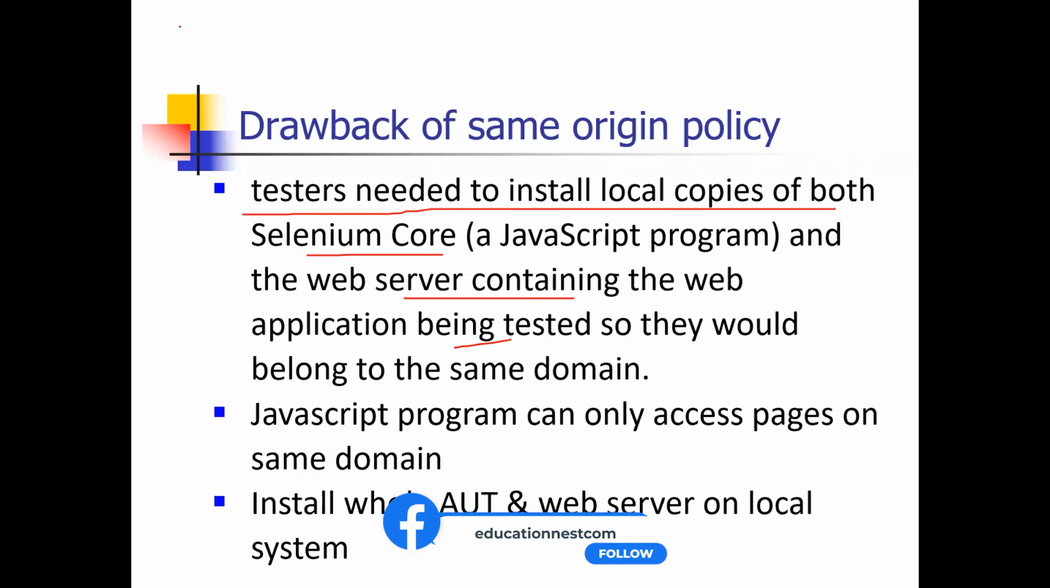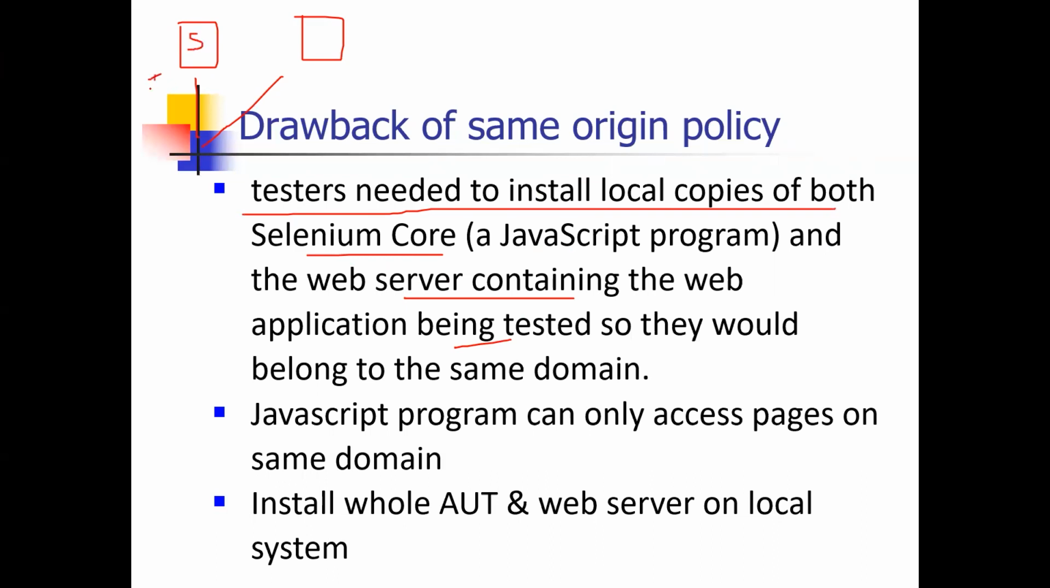Okay, we are writing a Java program over here and we are testing a website over here. So we should have local copies of both things so that both are in the same domain. This is your Selenium Core where you are writing the Java program. And these are the website applications where you are doing the testing. So you need to install the local copies of both this and this. Then you will understand that both are on the same domain.